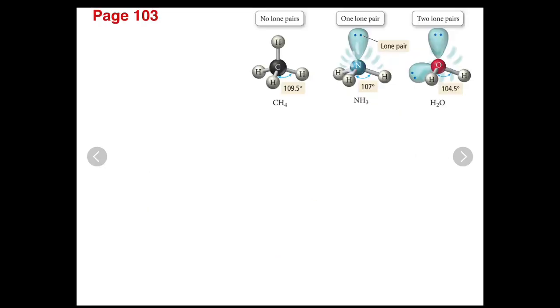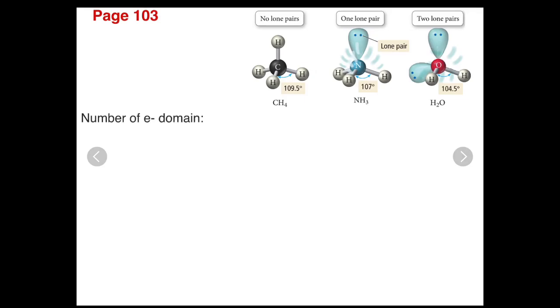Next, we are going to take a look at the effect of lone pairs. I have 3 molecules that we are going to compare: methane, ammonia, and water. Looking at the first one, methane doesn't have any lone pair, ammonia has 1 lone pair, and water has 2 lone pairs. This is according to the Lewis structure. How is that going to affect the geometry of the molecule? That's what we're going to take a look at.